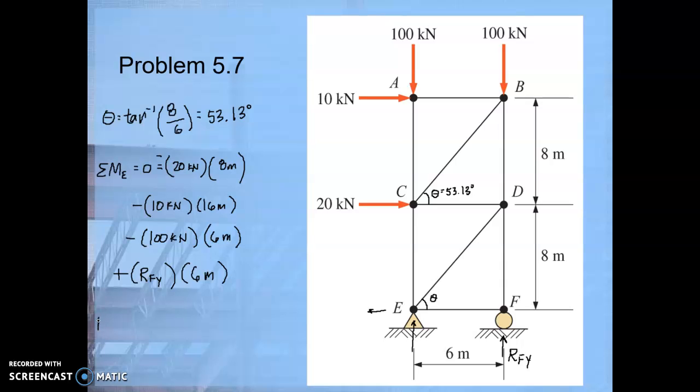If we solve for that, the reaction at F in the y direction will equal 20 times 8 plus 10 times 16 plus 100 times 6, and all of that is going to be divided by 6 meters. So the reaction at F in the y direction will equal 153.3 kilonewtons.